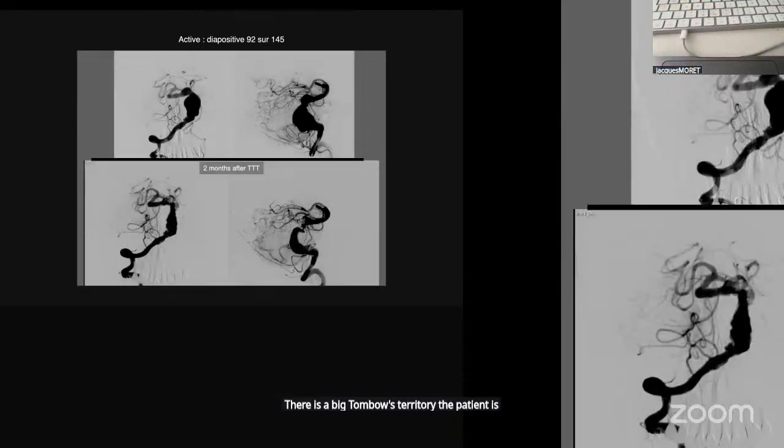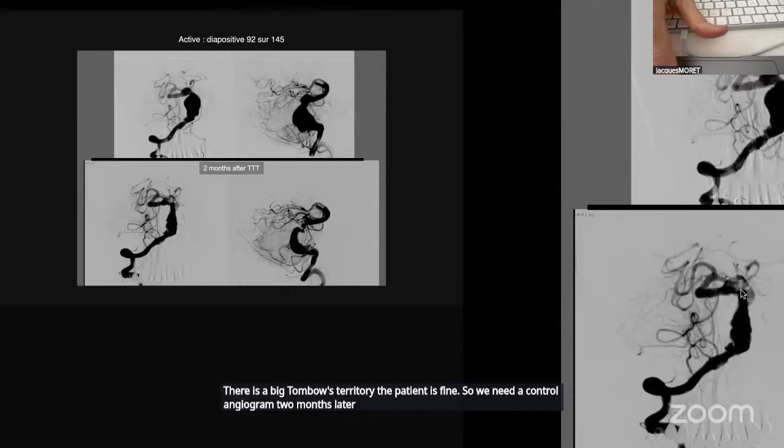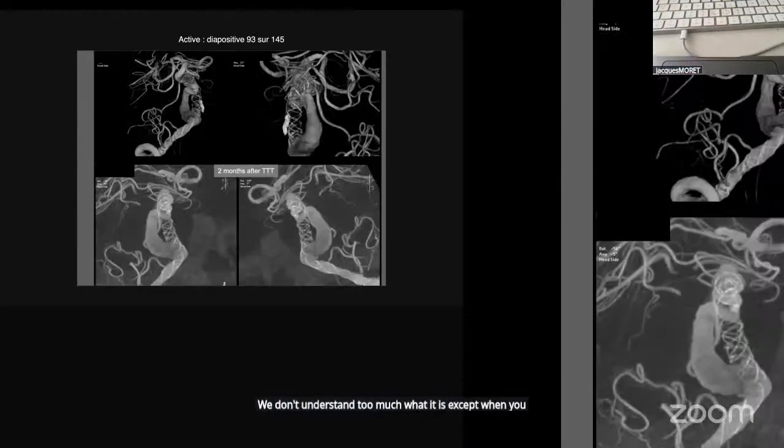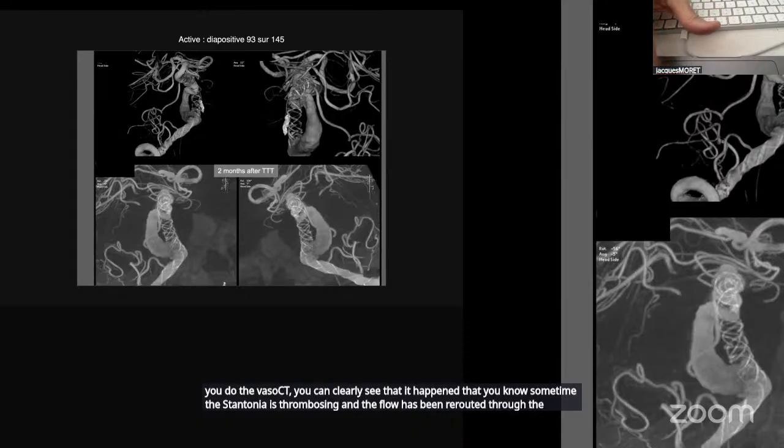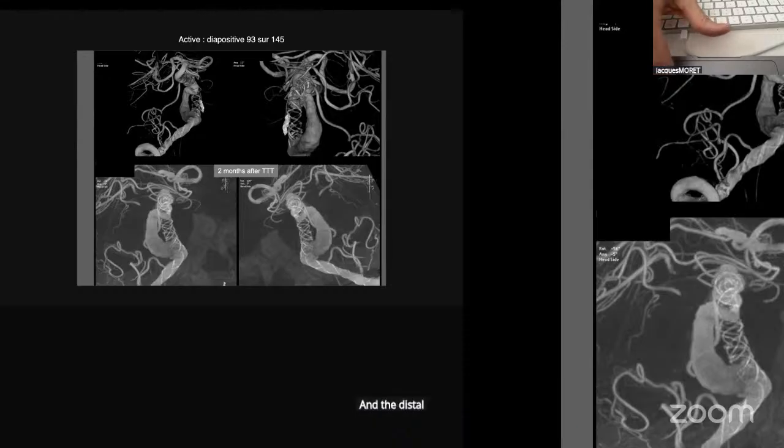So we did a control angiogram 2 months later, and we found this. There is a shrinkage of the patent portion, but there is something bizarre here, a kind of channel. We don't understand too much what it is, except when you do a vaso-CT. And when you do the vaso-CT, you can clearly see that sometimes the stent is thrombosing and the flow has been rerouted through the clot. So now we have a true serpentine aneurysm, and the distal part of the stent has been reperfused by the flow through the thrombosed portion of the sac of the aneurysm.